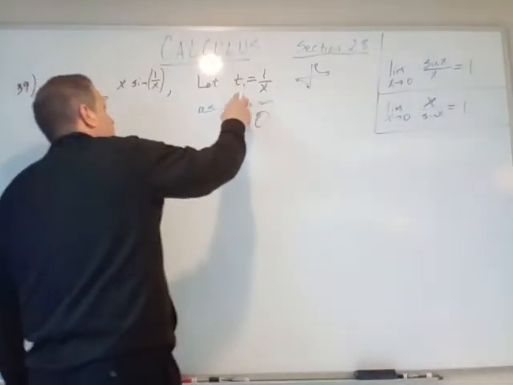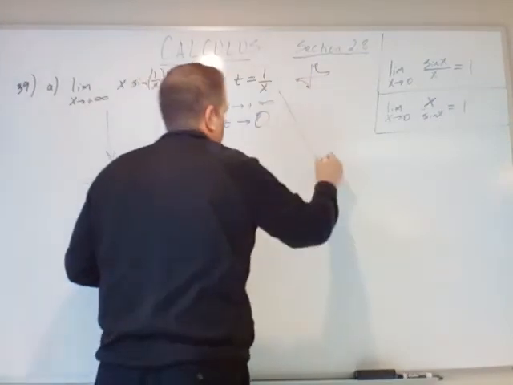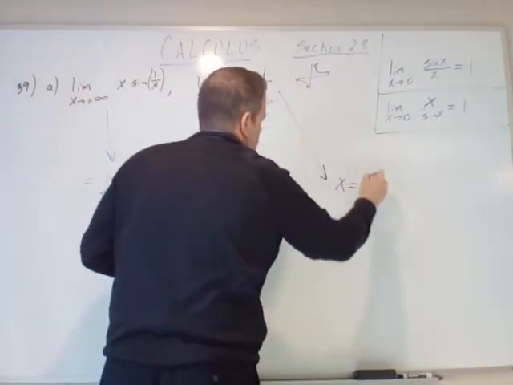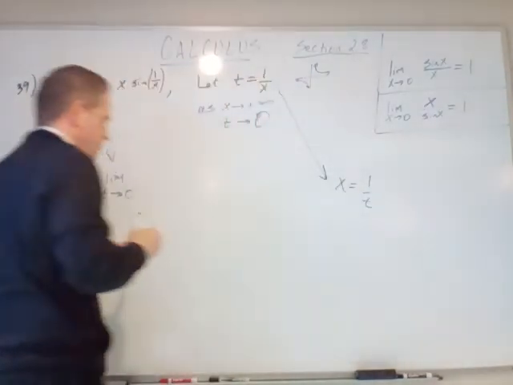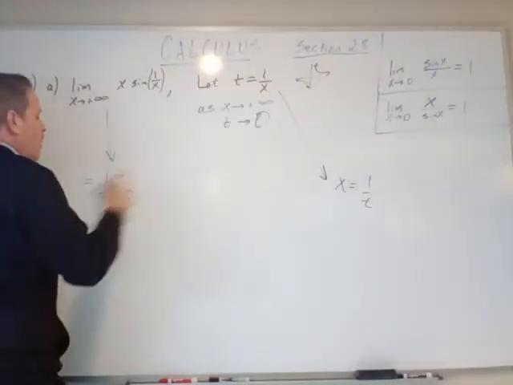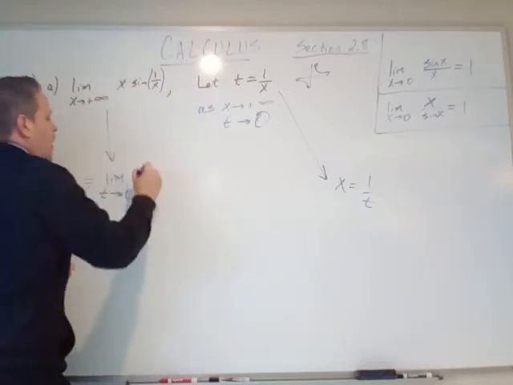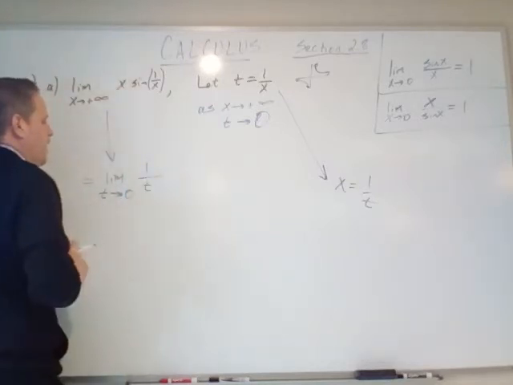Okay, well, I have to replace x with something in terms of t. Well, if t equals 1 over x, x equals 1 over t. Okay, and that's algebra manipulation there. x equals 1 over t. So I've got the limit as t goes to 0, not x anymore. I've got 1 over t.